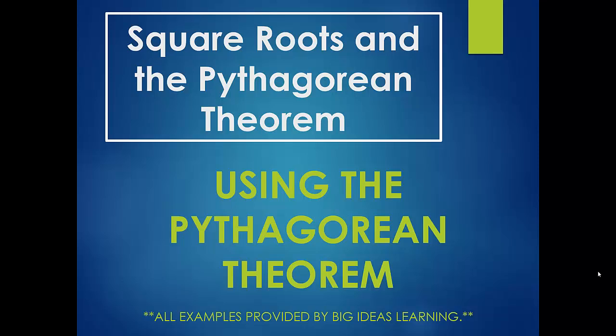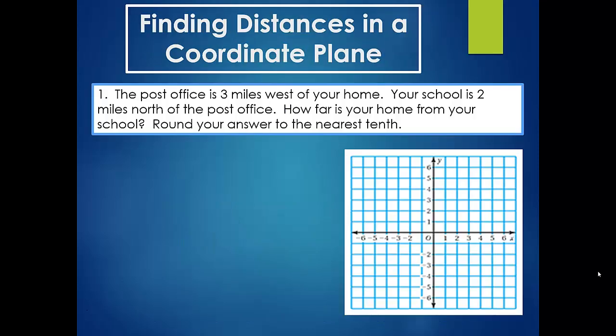Today's lesson is on using the Pythagorean Theorem. First, we'll look at finding distances in a coordinate plane. So for number 1, we have the post office is 3 miles west of your home. Your school is 2 miles north of the post office. How far is your home from your school? And then we're going to round our answer to the nearest tenth.